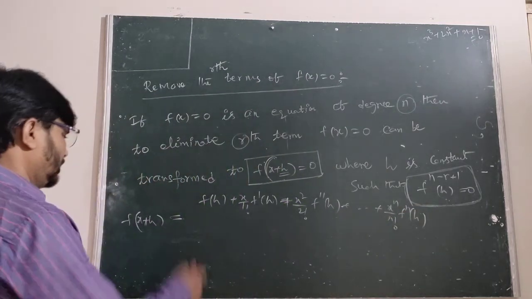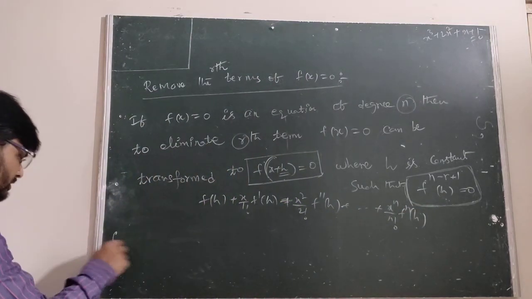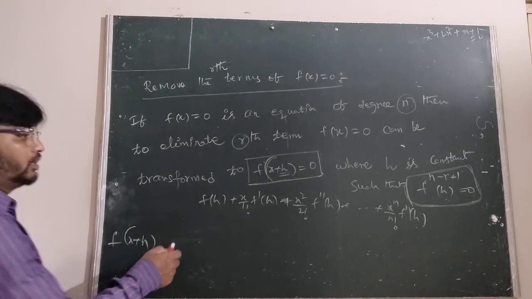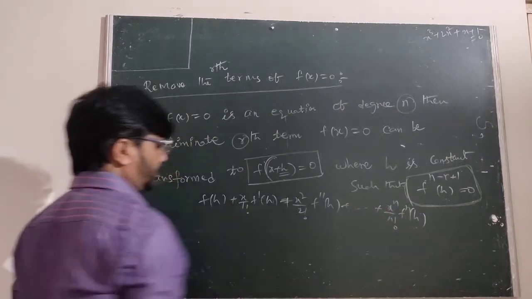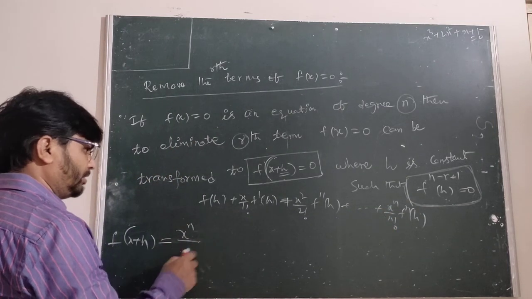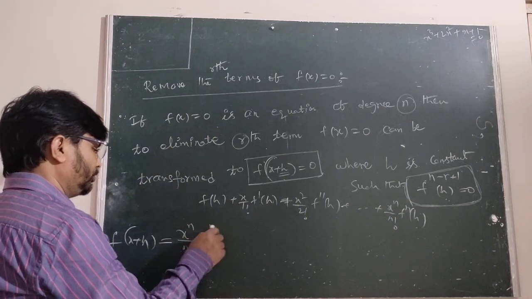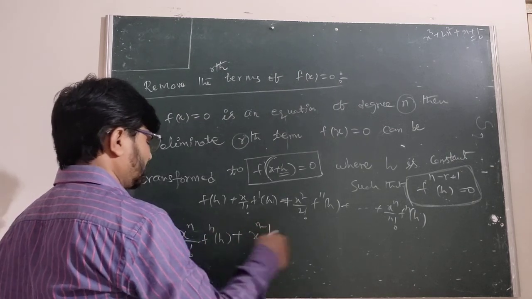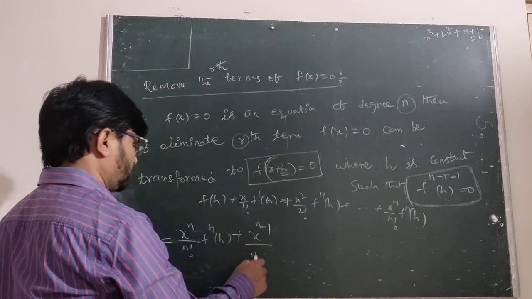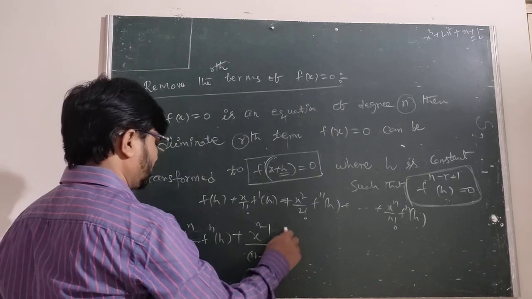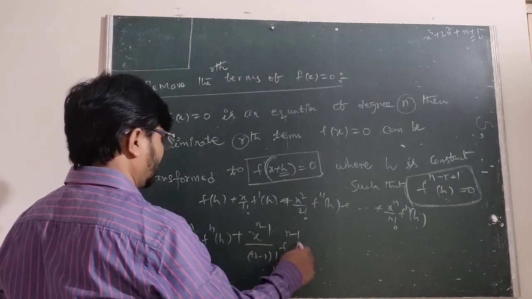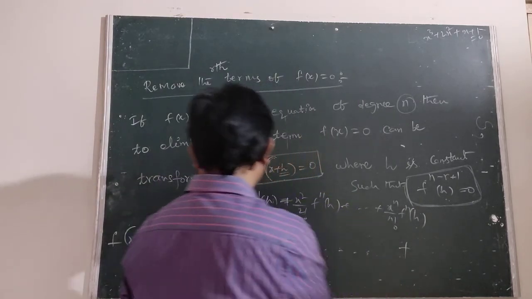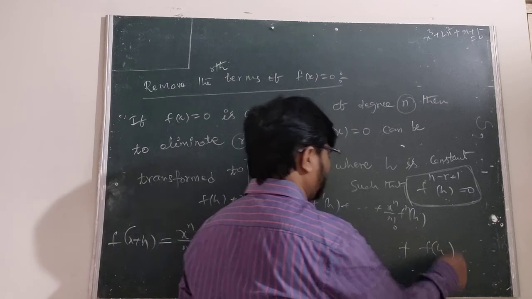So here now we can write f of x plus h. F of x plus h can be written as, here you are taking the first term, x power n by n factorial into f^n of h. The next term is x power n minus 1 by n minus 1 factorial f^(n minus 1) of h, and so on. The last one is f of h.